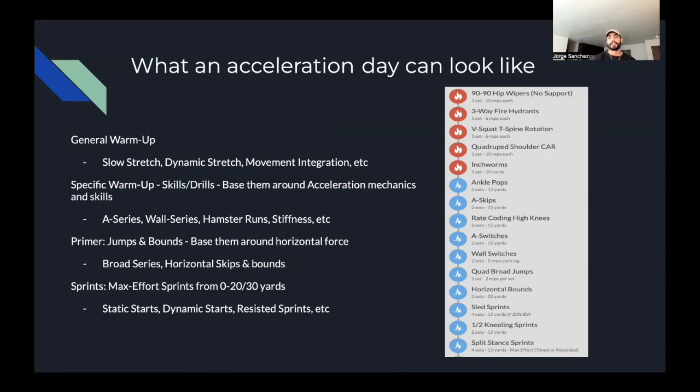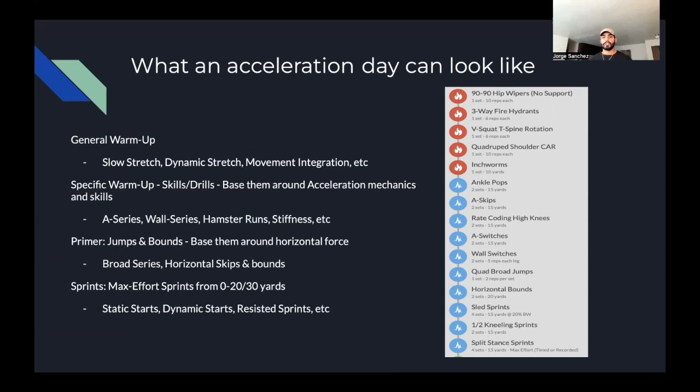So let's put it all together and talk about the structure of an acceleration day and how to make your own acceleration speed workout. A structure I like to use is a warm-up, followed by drills for skills, followed by a primer, and then finished off with max effort sprints. Now with the warm-up, I start off with a slow stretch, then go into a dynamic stretch, and then add some 3D movement in there to make sure that we're moving well and have good tissue quality. This should take about 5 to 10 minutes max, but it really shouldn't take more than 5 minutes.